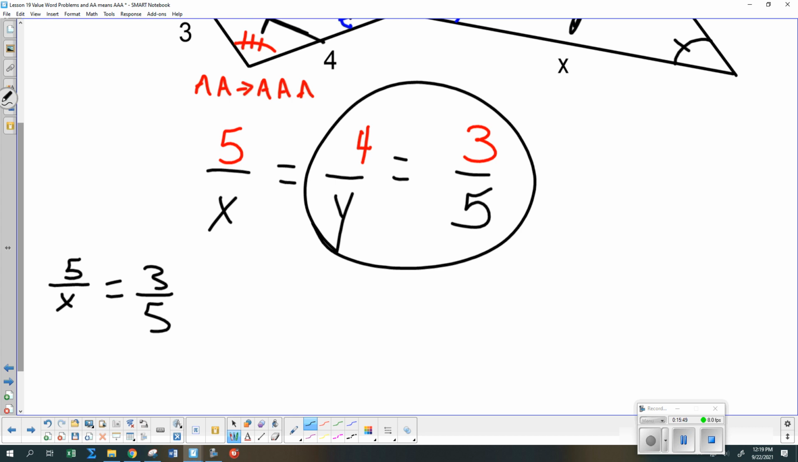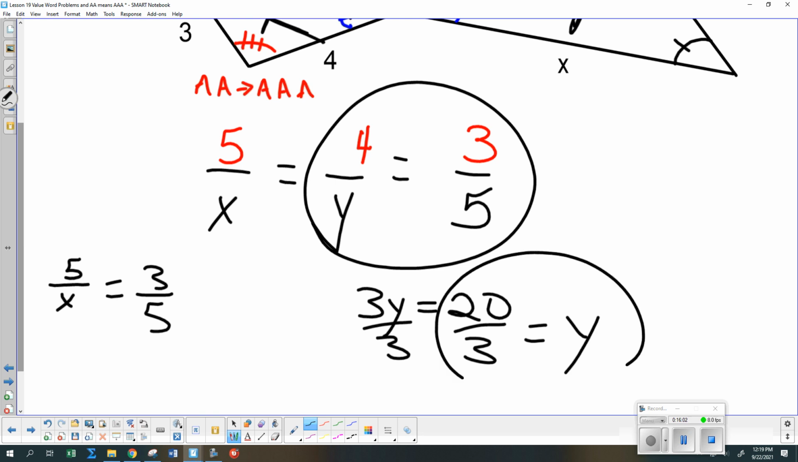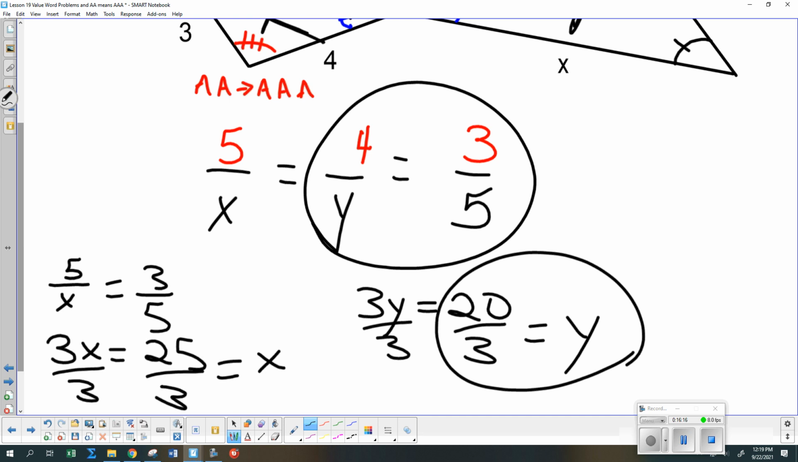Morgan, what'd you get for y? Anybody else 20 over 3 for y? So let's see if I can get that. 3y for 1 cross product equals 20. Sure looks like 20 over 3 to me for the y. What about x? What are we coming up with for x? Madeline? So the 3x is 25. Divide both sides. Looks like 25 over 3 to me also. Questions from anybody on this?